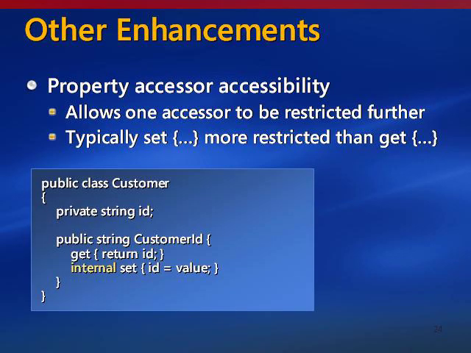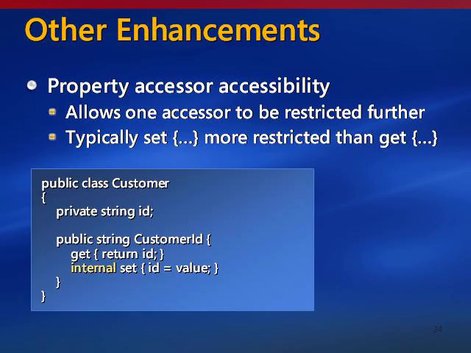Property accessor accessibility is a very little feature, but it's one of the most commonly requested features. It is the ability to have different accessibility for the set and get accessor of a property. In particular, it's typically that you have a more restricted setter than a getter. For example, a public get with a private setter. Here's an example in my slide where I have a customer ID property that anyone can look at, but only people in the same assembly are permitted to set the customer ID.